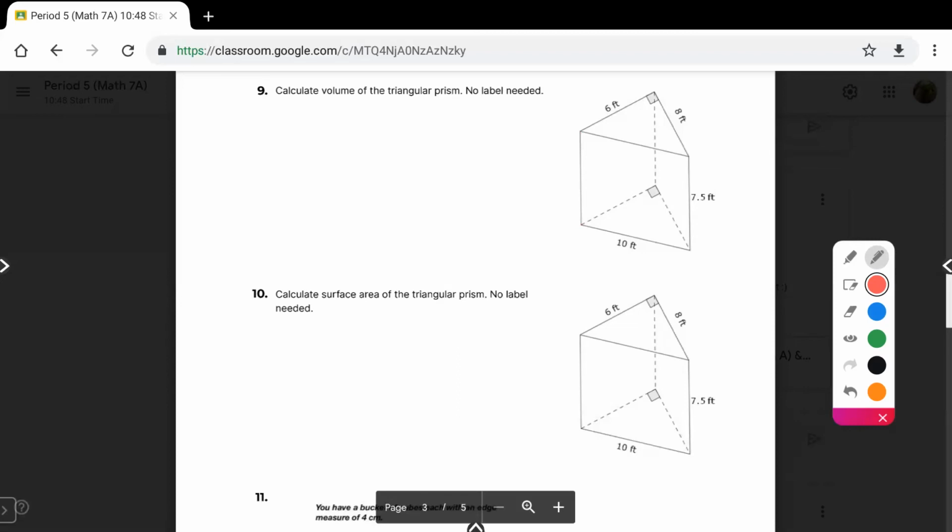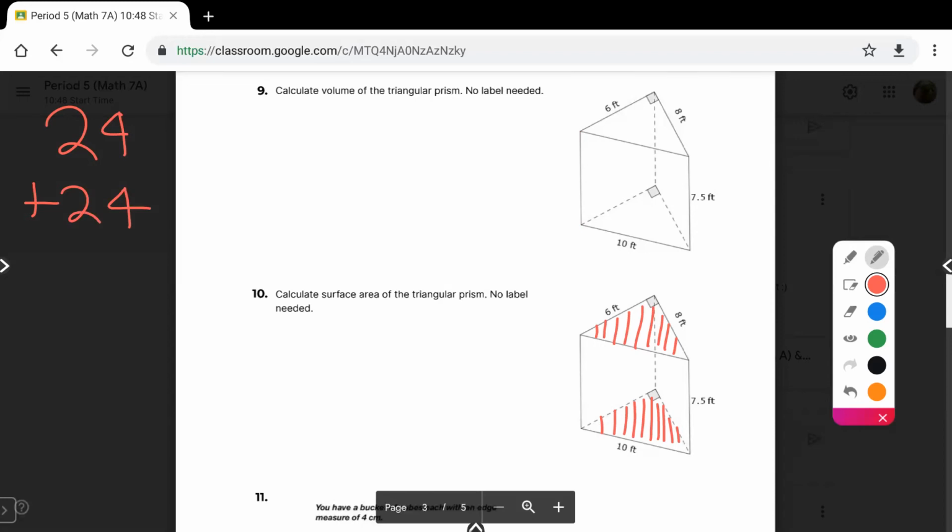So now I already know the area of this triangle on the top. I also know the area of this triangle on the bottom because they're exactly the same. The areas that we had were 24 and 24. So then I just found two pieces of my 5. Remember what I said, it doesn't get any easier than this.